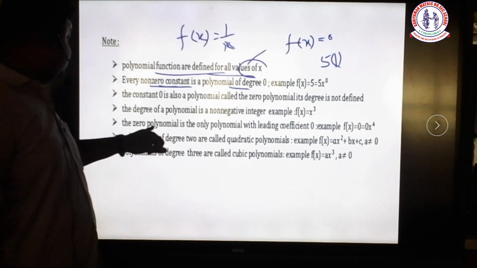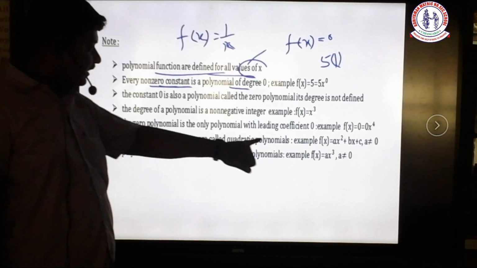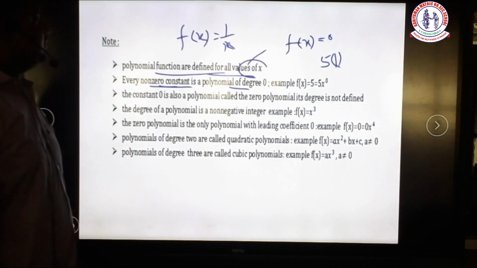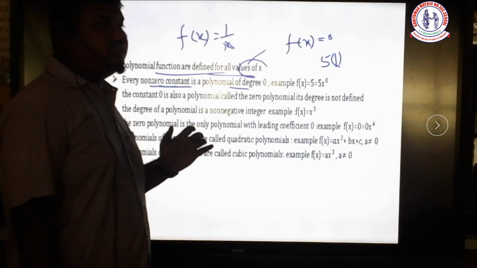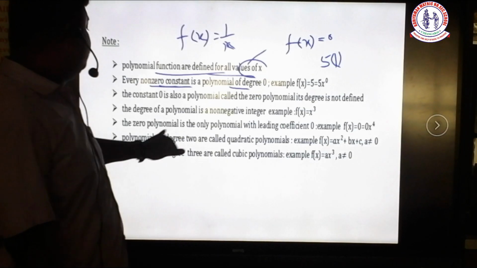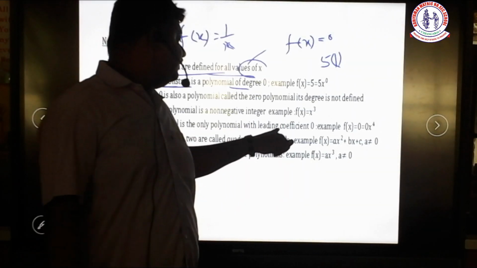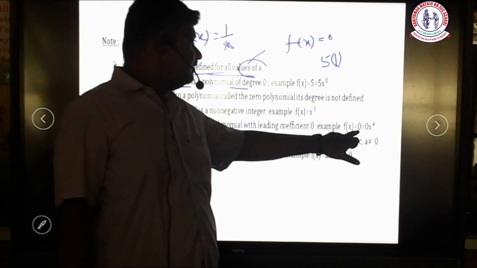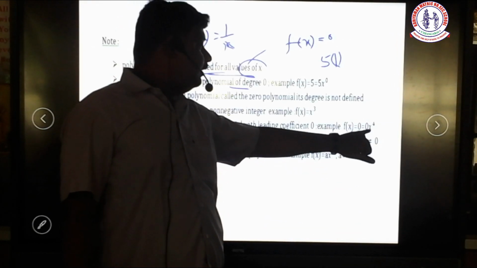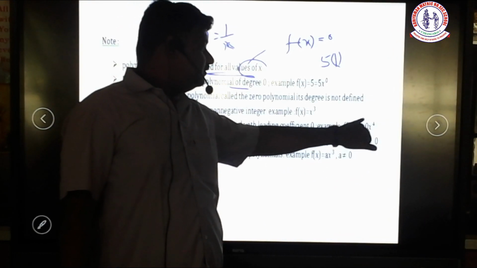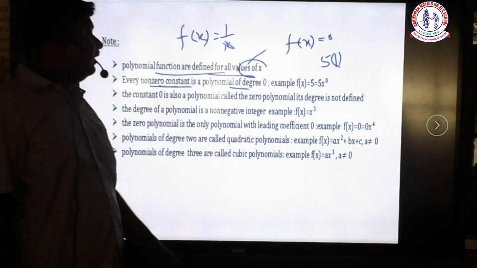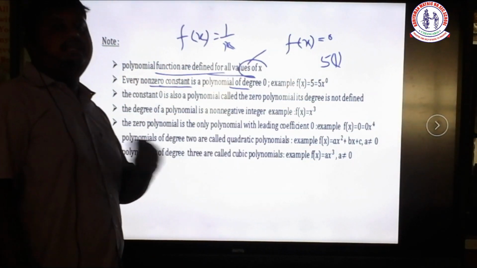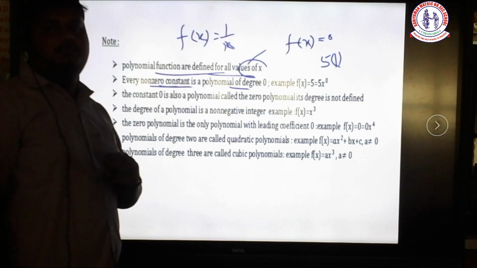The next one: the zero polynomial is the only polynomial whose leading coefficient is 0. I already told you what the leading coefficient is: the coefficient of the highest power. For example, f of x is equal to 0. You can write 0 into x power 4, and this is the leading coefficient. The leading coefficient is 0. So the zero polynomial is the only polynomial whose leading coefficient is 0. For any other polynomial, the leading coefficient is not 0.